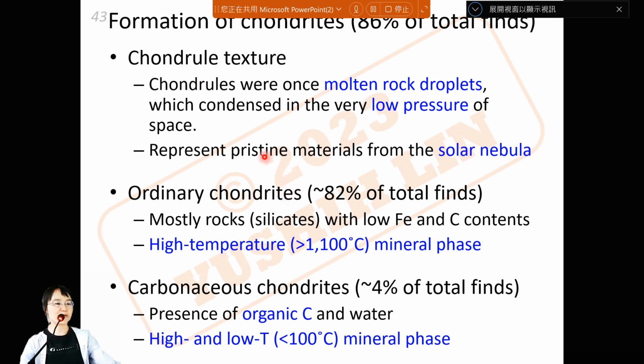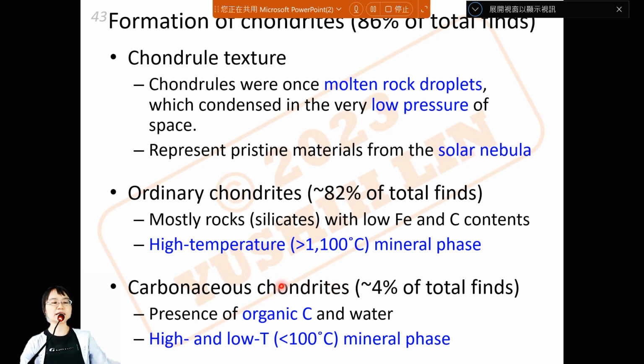Ordinary chondrites represent 82% of total finds on Earth. They are mostly rocks, silicates with very low iron and carbon contents. They are mainly made of high temperature minerals. How high? Higher than 1,100 degrees Celsius.